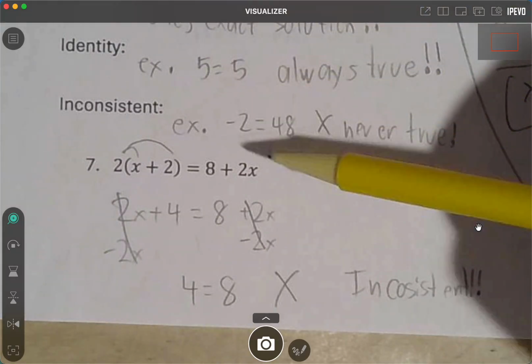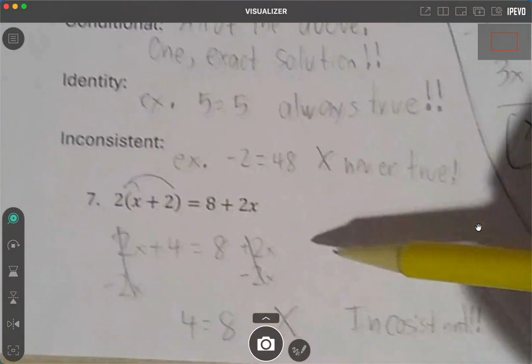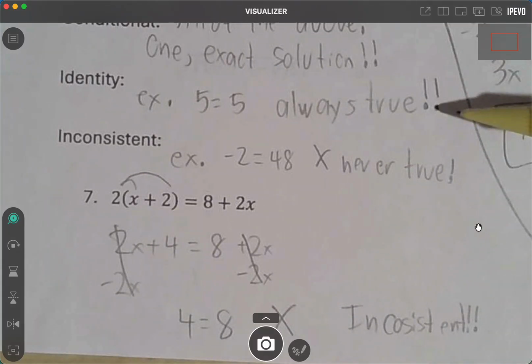Now look out in your homework for an example where maybe this algebra works out and you get 7 equals 7, and then you would say it's always true. There's infinitely many solutions. All right, I'll see you on the next one.